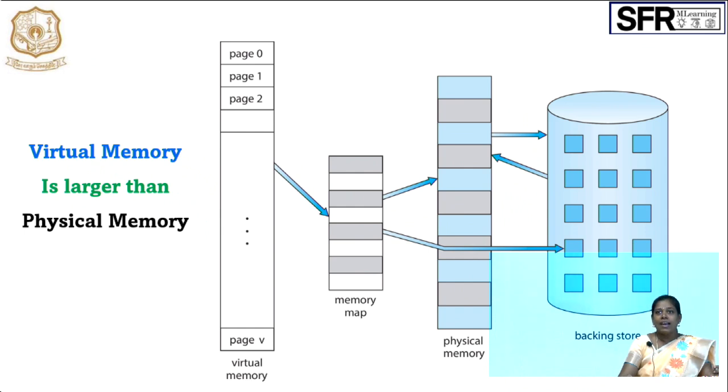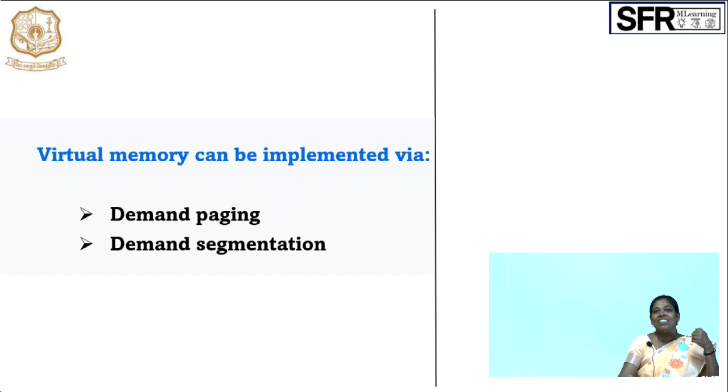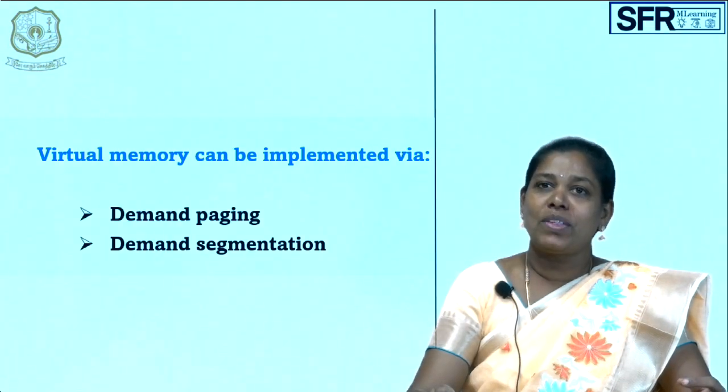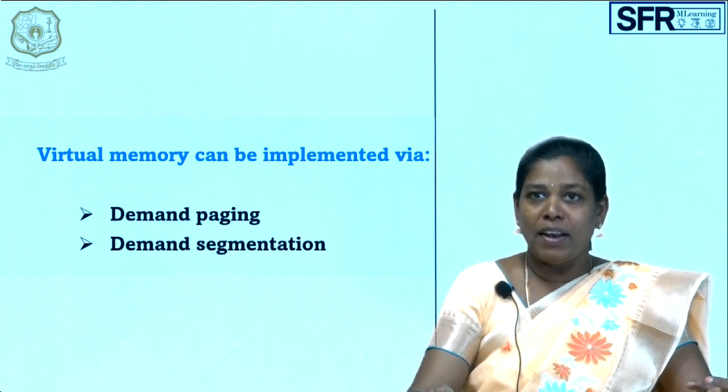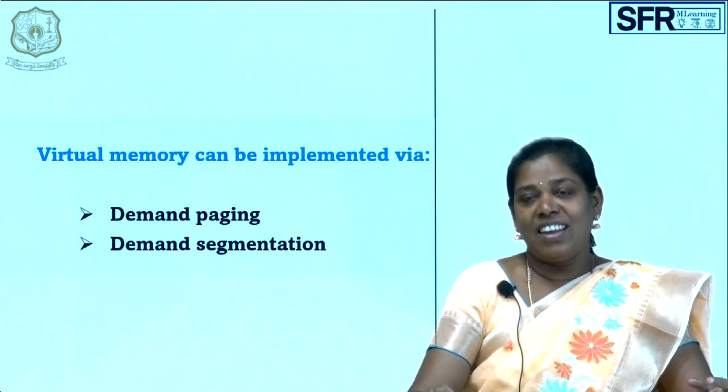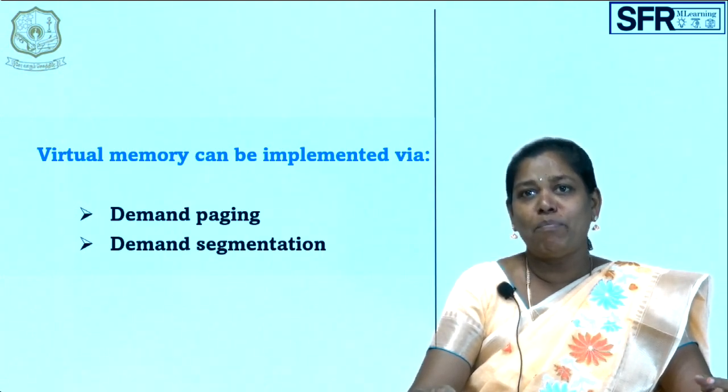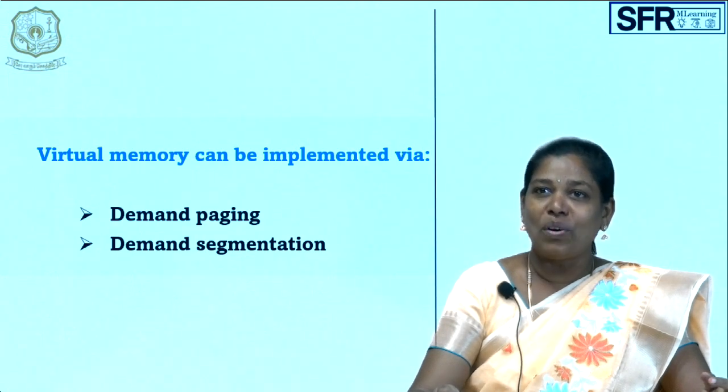Look into the diagram once again. The virtual memory seems to be larger than the actual physical memory, so it gives an illusion to the users that more programs can be brought into the main memory. With this introduction, we are moving to the implementation of virtual memory. The virtual memory can be implemented using two mechanisms. One is demand paging, another one is demand segmentation, and in this session we are going to see only demand paging.